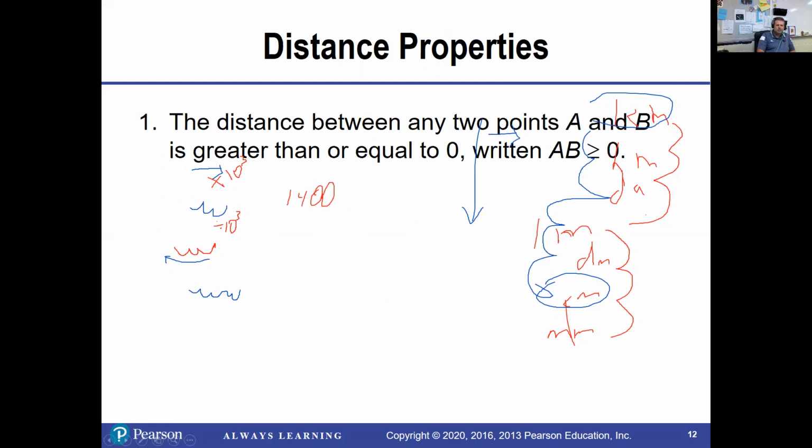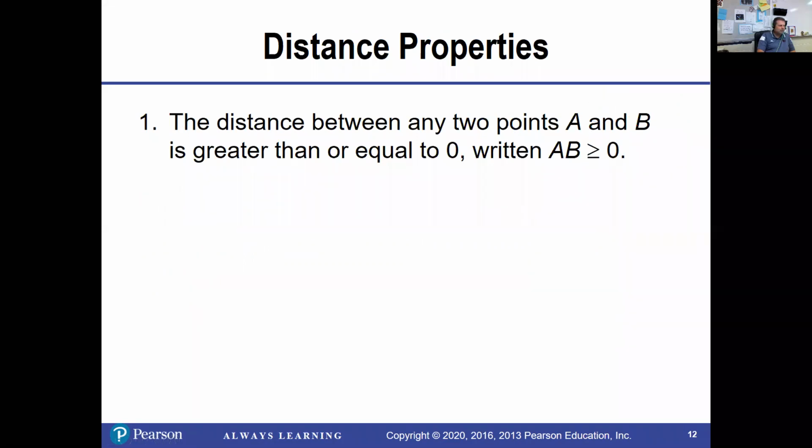Let me erase all that. Now, off that topic, the distance between any 2 points A and B is greater than or equal to 0. Written, AB has to be bigger than or equal to 0. If I have some sort of distance between here, it's got to be bigger than 0. That distance could be 0, points A and B could be the same, but distance has to be positive.